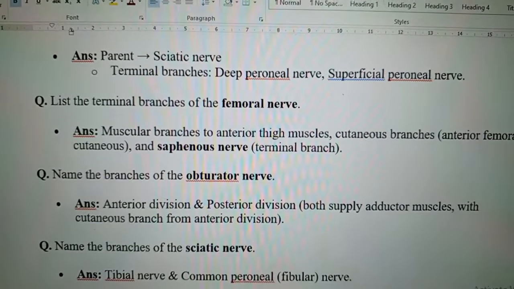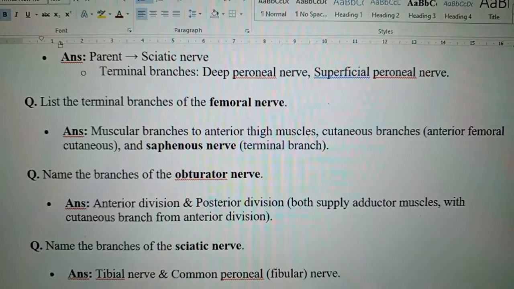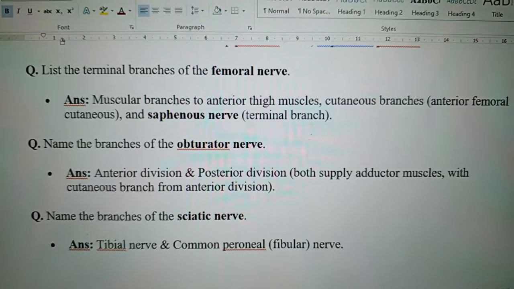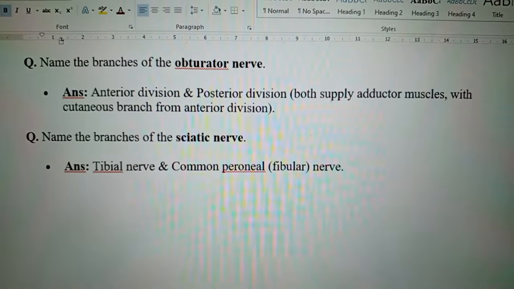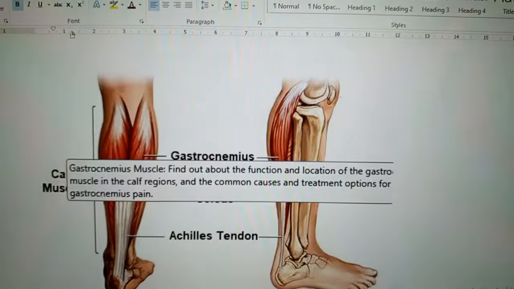List the terminal branches of the femoral nerve. Muscular branches to the anterior thigh muscles, cutaneous branches, anterior femoral cutaneous and saphenous nerve. Name the branches of the obturator nerve: anterior division and posterior division. Name the branches of the sciatic nerve: tibial and common peroneal nerve, also known as fibular nerve.